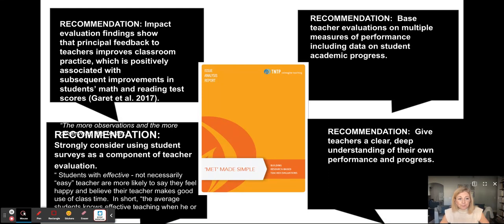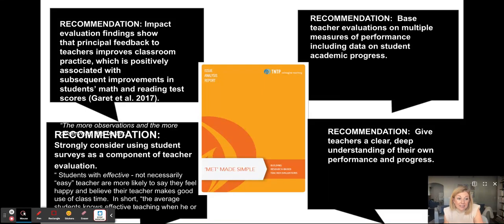And then the final recommendation actually came from the Mirage, not the MET, but that's to give teachers a clear, deep understanding of their own performance and progress. And why I put this on here for you to think about this week is that, again, in order to give teachers that feedback, we have to have the components in place.